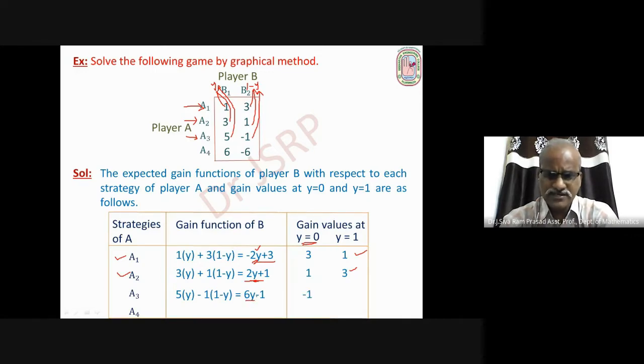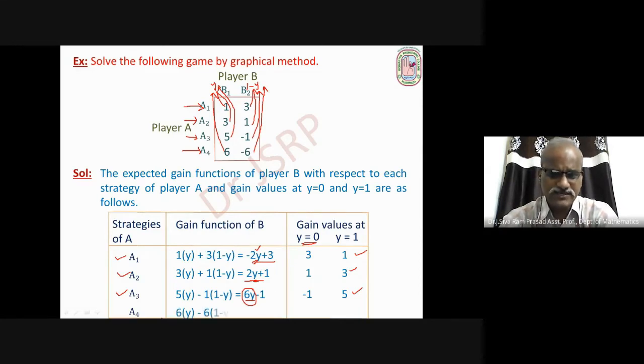Then the gain value at y equal to 1. Substitute y equal to 1 here: 6 minus 1, 5. So these are the gain values of player B corresponding to the third strategy of player A. Next, corresponding to the fourth strategy of player A, the gain function of player B: the payoff is 6 into probability y plus minus 6 into probability 1 minus y.